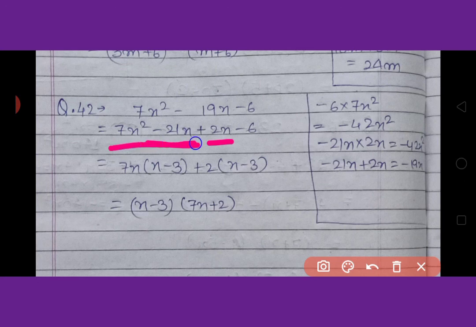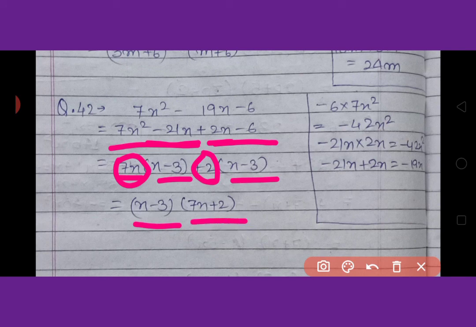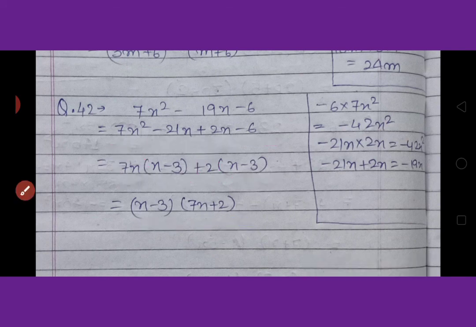Now it has divided into two groups. So from the first group it has taken 7x as common, so it remained x minus 3, and from the second group it has taken 2, so x minus 3 is again remained. So x minus 3 is taken common, so remained 7x plus 2. So we will write it in the second bracket, and now our chapter is complete.